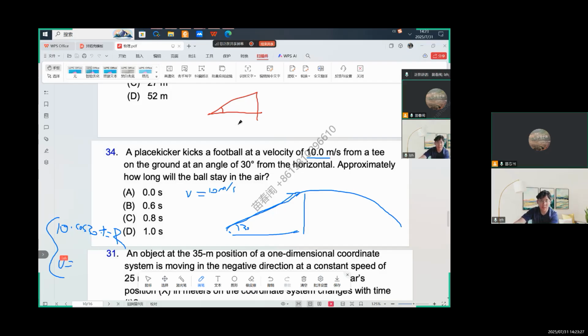0 equals v0y t, v0y is 10 times sine of 30 degrees, minus 1/2 g t squared, that's just 5t squared. Yeah, we'll get t from here.